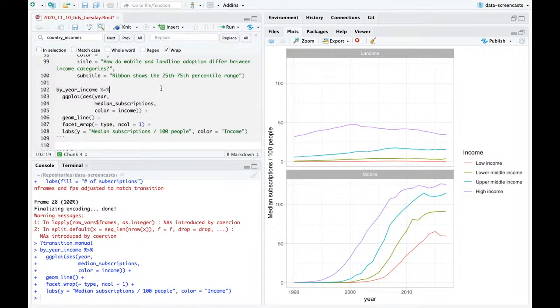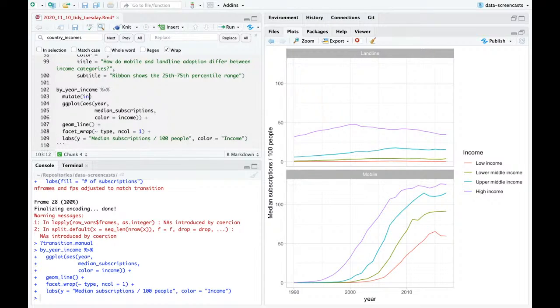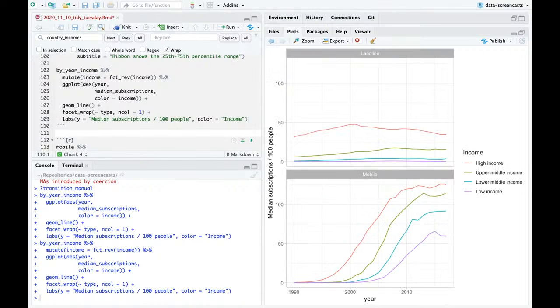The last thing I would do here is take the income and fct_rev it, which reverses it so that it puts the labels in the opposite order. Why? Because they're on top here, and I want to say high income, upper middle income, low income. This lines them up a little bit better.